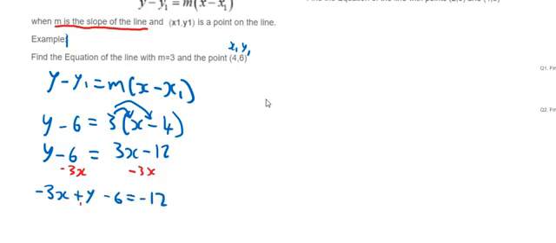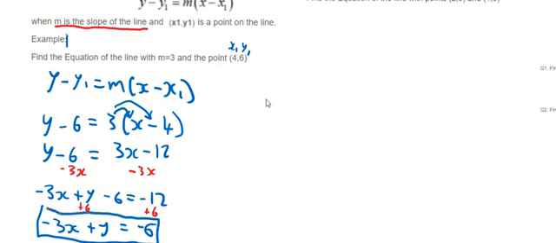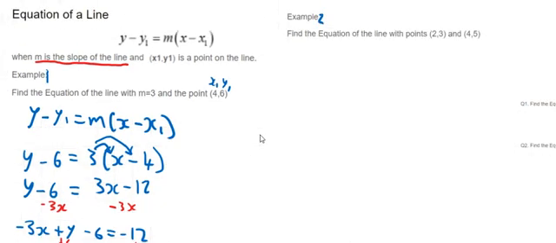If I add 6 to both sides, I get minus 3x plus y equals minus 12 plus 6, which is minus 6. So that's my equation of the line. Let's look at example 2 here.